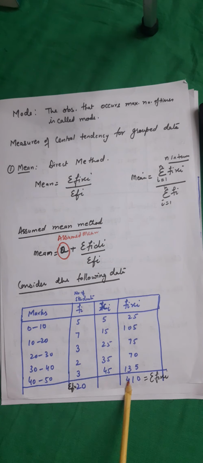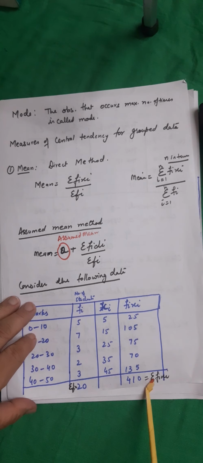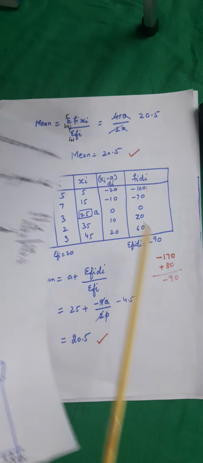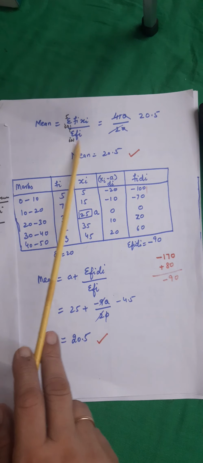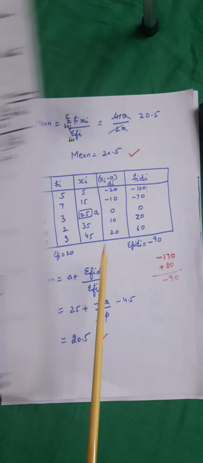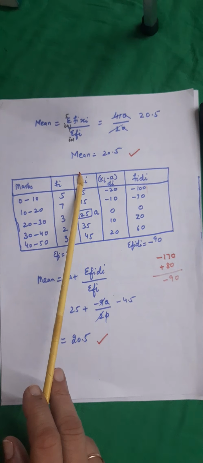After this we require sigma fi, that means the sum of all these. So we will total all these, we will find their sum. 410 it comes. Now what is the mean? Mean is equal to sigma fi xi upon sigma fi. That means this will be equal to 410 upon 20. When you calculate, you get 20.5.